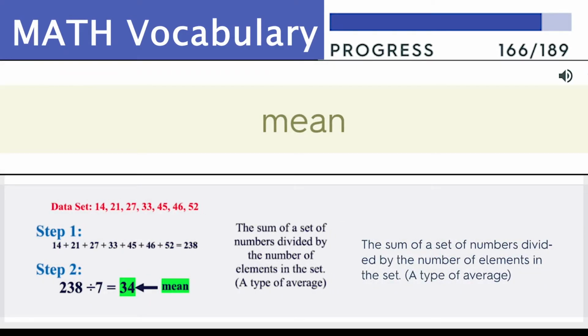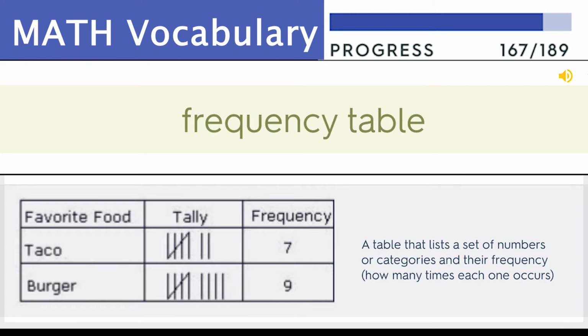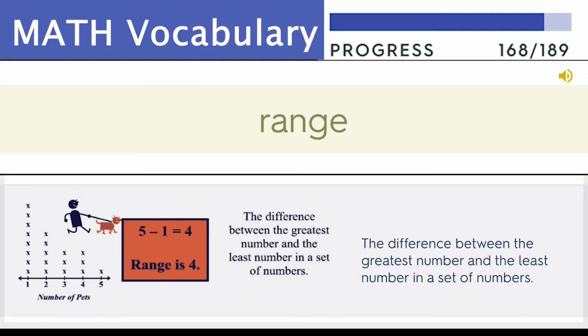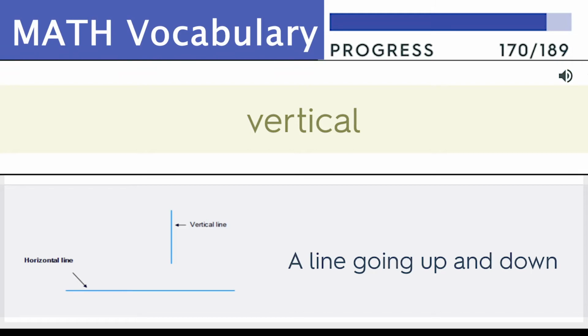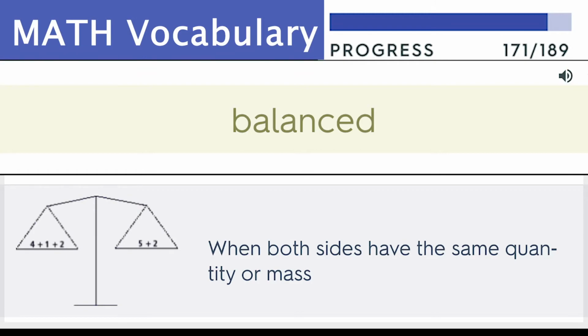Mean. The sum of a set of numbers divided by the number of elements in the set. Frequency table. A table that lists a set of numbers or categories and their frequency. Range. The difference between the greatest number and the least number in a set of numbers. Deposit. To put or leave someone or something in a particular place, often to put money in a bank account. Vertical. A line going up and down. Balanced. When both sides have the same quantity or mass.